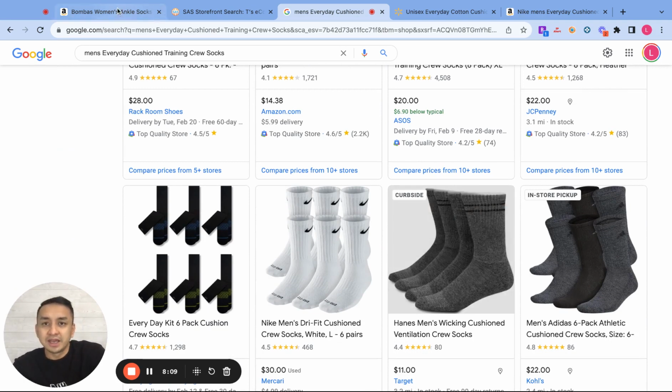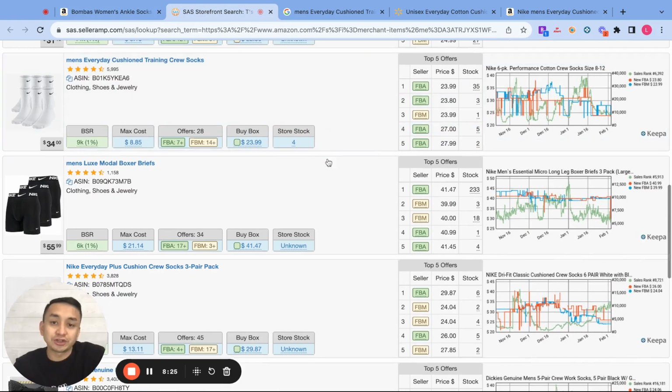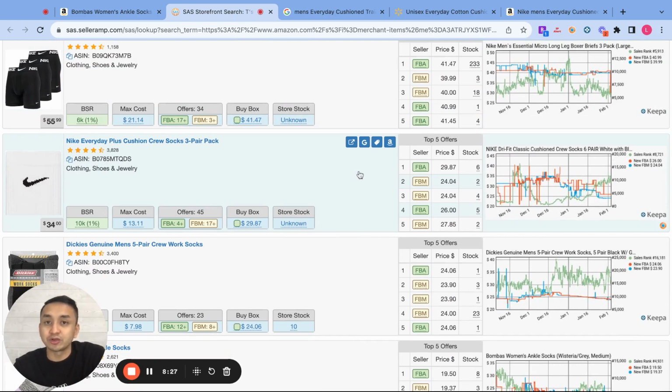So again, if you guys want to do storefront stalking, you go to a random Amazon listing like this, and then go to SellerAmp, look for other sellers, pick the ones that have 100 or less ratings, like this guy. Go to the store, and then reverse search every single product that you like on the store. And again, I hope you guys got that from this.